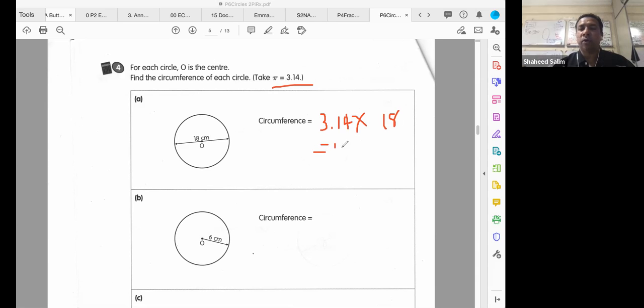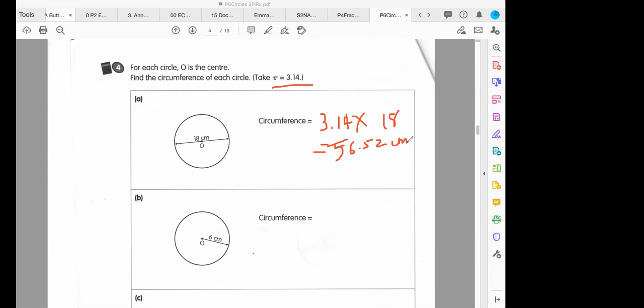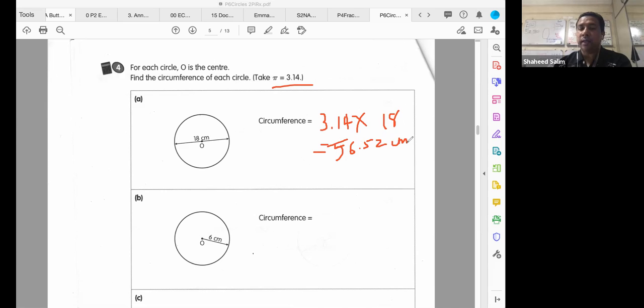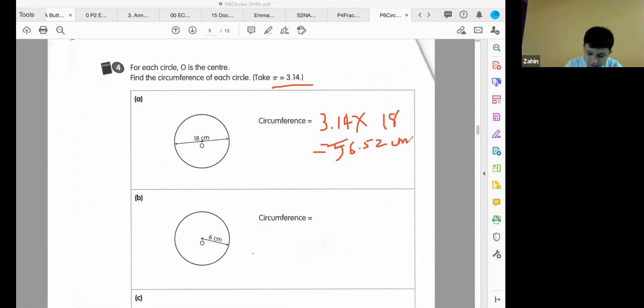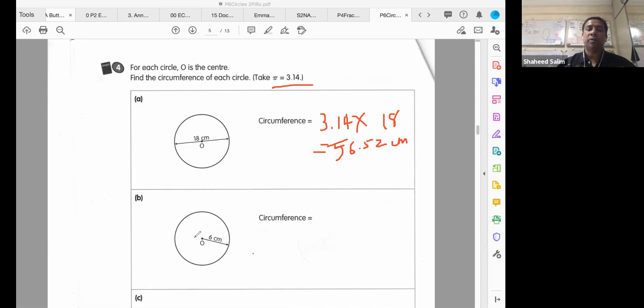Ilhan, what's your answer for B? 38. 48. Do you have the same answer, Zahin? No, 37.68. Okay. So now for this one, you must remember the diameter is 12. So take 3.14 times 12, and you will get 37.68.